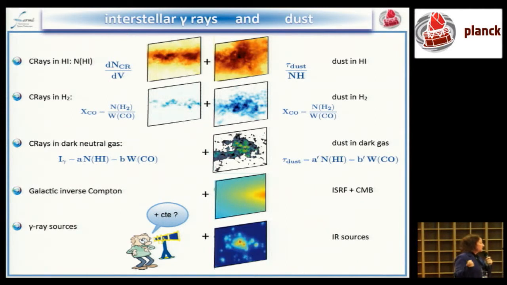But off the plane, that's where we're starting to work, is much easier because you have fewer components. And the components you have are typically the atomic gas you see in H1, the dense molecular gas you see in CO, the dark neutral gas, which is in between those two, which I'm coming back to. And what you learn from the correlation with either dust or gamma rays with H1 is how much dust you have per H unit, and here how many cosmic rays you have per H unit.